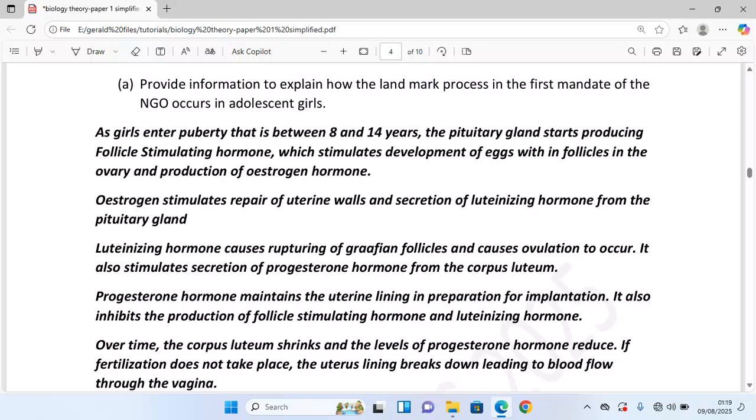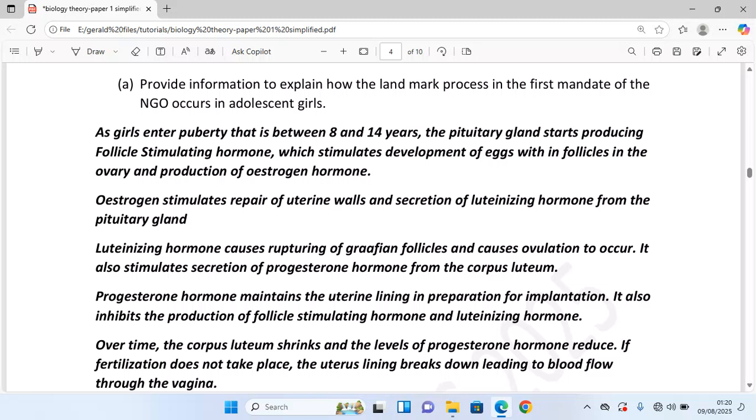It stimulates development of eggs within follicles in the ovary and production of estrogen hormone. That's the role of follicle-stimulating hormone. Then the estrogen stimulates repair of uterine walls, that is, if it is a successive time, maybe not the first time for that girl to be in menstruation periods. So that's when there is repair of uterine walls, but as well estrogen stimulates secretion of luteinizing hormone from the pituitary gland.